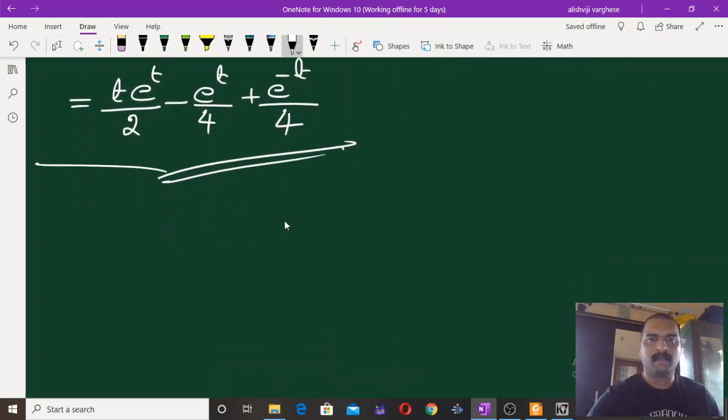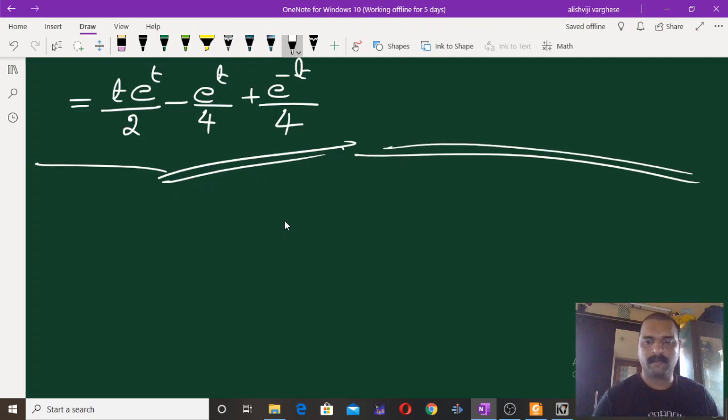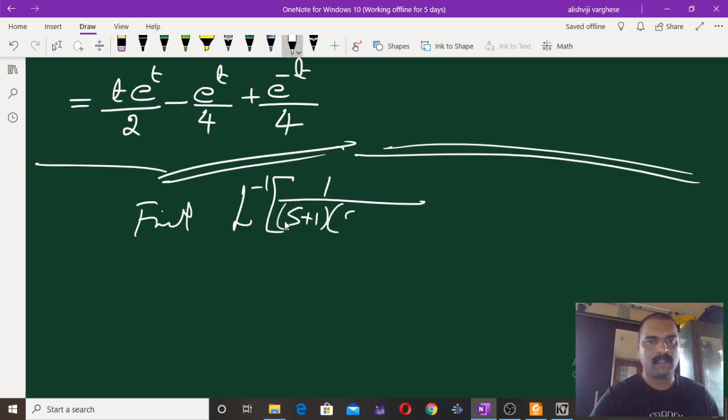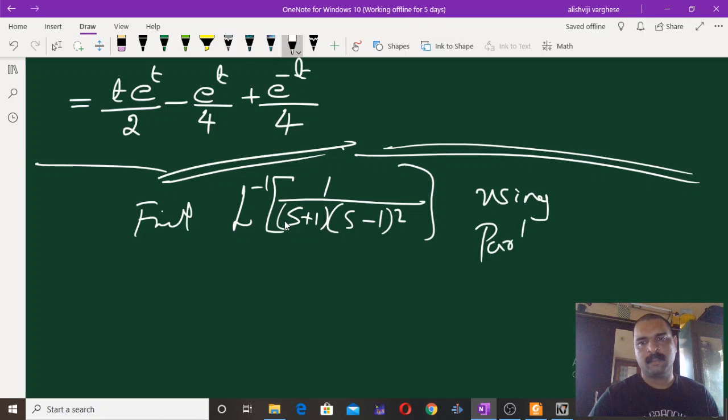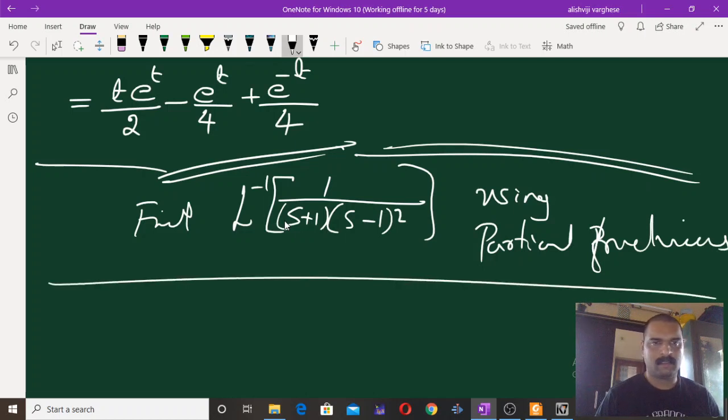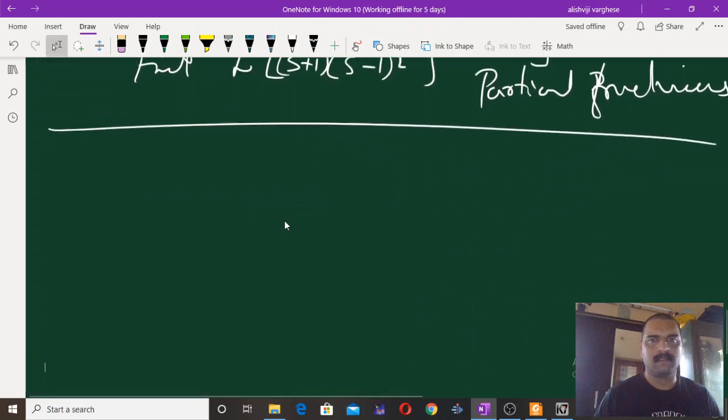The same can be obtained using the method of partial fractions. So what I advise is to find the inverse Laplace transform of 1 by (s plus 1) into (s minus 1) the square, using the concept of partial fractions. This method is to be considered as a follow-up activity.